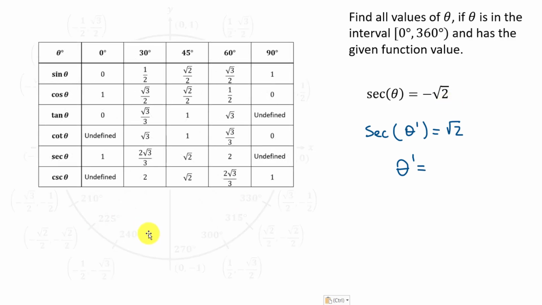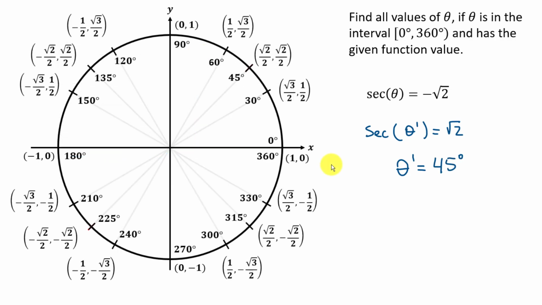For that, I'm going to use the table of trigonometric function values. Here is secant, and in this row I have values of the secant function for various angles. And here I find radical 2. So I can see that radical 2 is the secant value of the 45-degree angle. That means that theta prime, the reference angle, equals 45 degrees. As I return to the unit circle, this information about the reference angle narrows down my search only to angles that are related to 45 degrees. Angles like 45, 135, 225, 315.